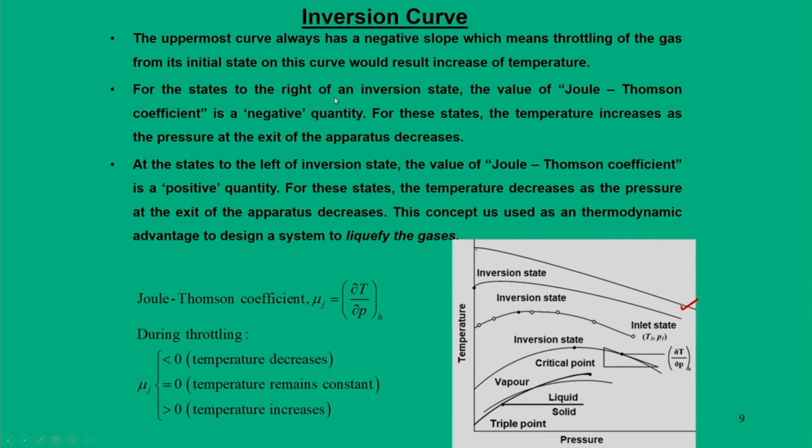And for the states to the right of this inversion curve, the value of the Joule-Thomson coefficient will be a negative quantity, and that means the temperature increases as the pressure at the exit of the apparatus decreases. For the states to the left of the inversion state, anything you go towards the left, what is going to happen? The temperature decreases as the pressure at the exit of the apparatus decreases. So this concept gives us the advantage that temperature can decrease as pressure decreases. We can use this concept for liquefaction of gases. We will see more details towards the later part of this lecture.